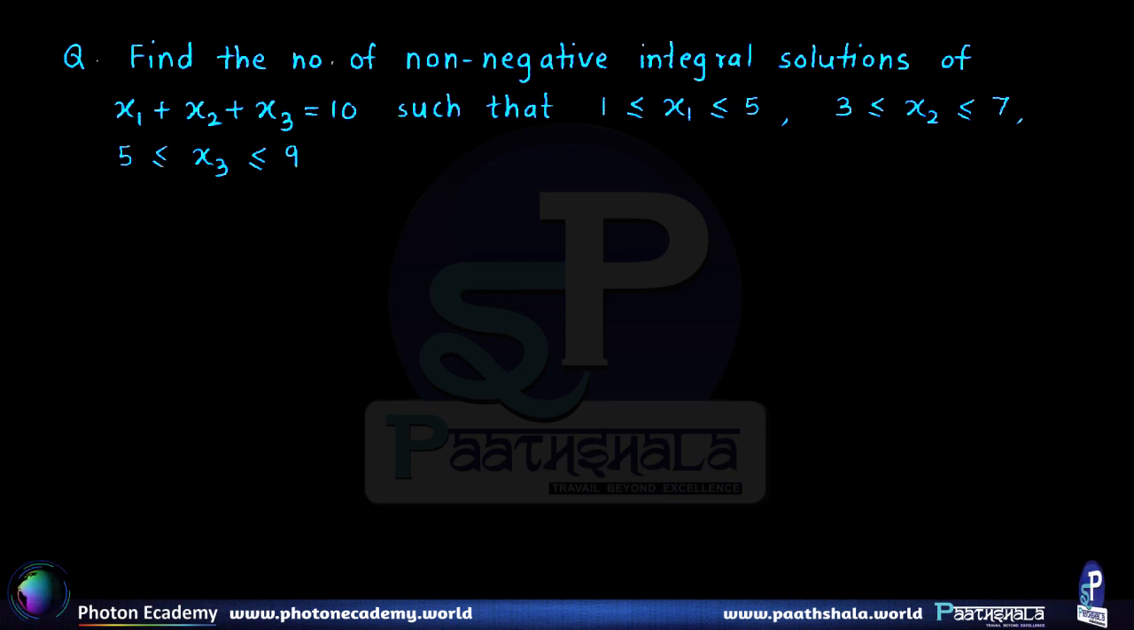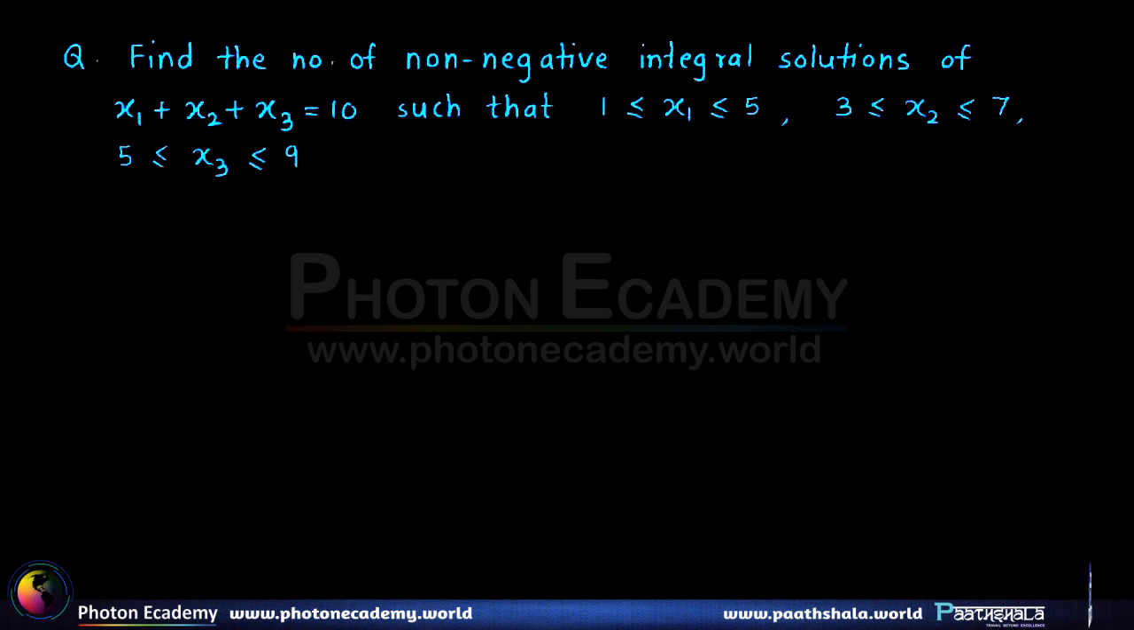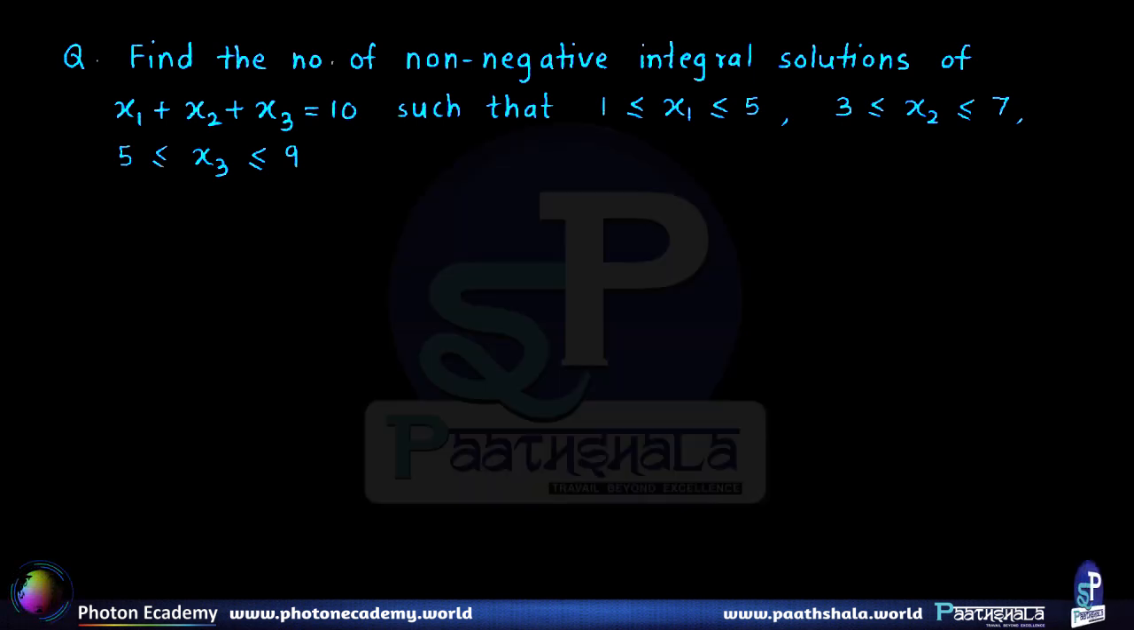Now here is the next question. Find the number of non-negative integral solutions of x1 plus x2 plus x3 equal to 10 such that x1 lies between 1 and 5, x2 lies between 3 and 7 and x3 lies between 5 and 9. If we compare this with the previous sum, here the equation is same, but the restrictions on the values of the three variables have been imposed now.